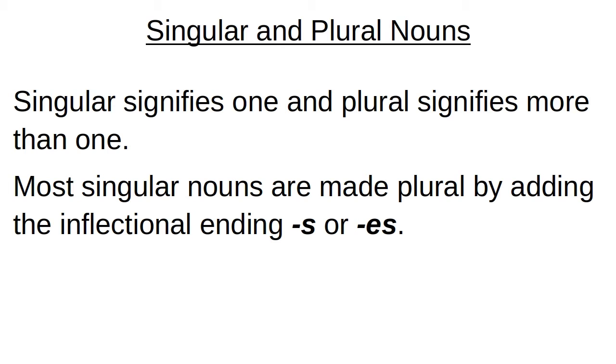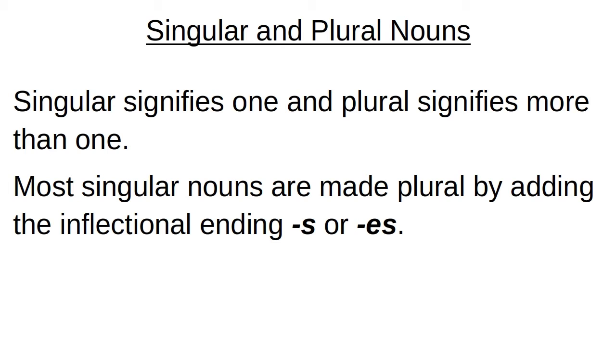Singular signifies one and plural signifies more than one. Most nouns in the English language become plural by adding the inflectional endings s or es. An inflectional ending is a part of the word that is added to the end of a base word in order to change a number or tense of a base word.